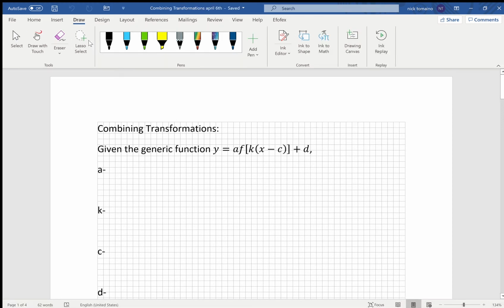Okay, hi everybody. Today we're going to go over the combining transformations handout. This was from the week before March break, but I added a couple things to it.